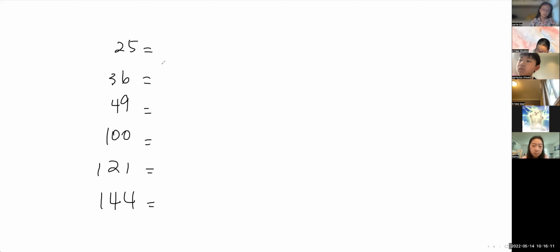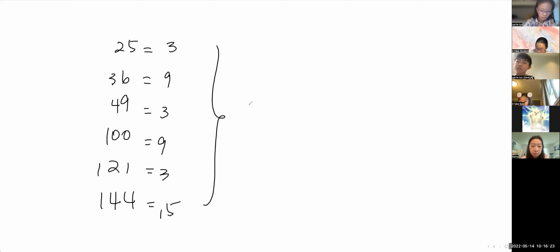Okay, so everybody, I have received your answers. Very good. So why? Because all of them are perfect square numbers, correct? So let's take a look at this one. Why does a perfect square number have an odd number of factors?